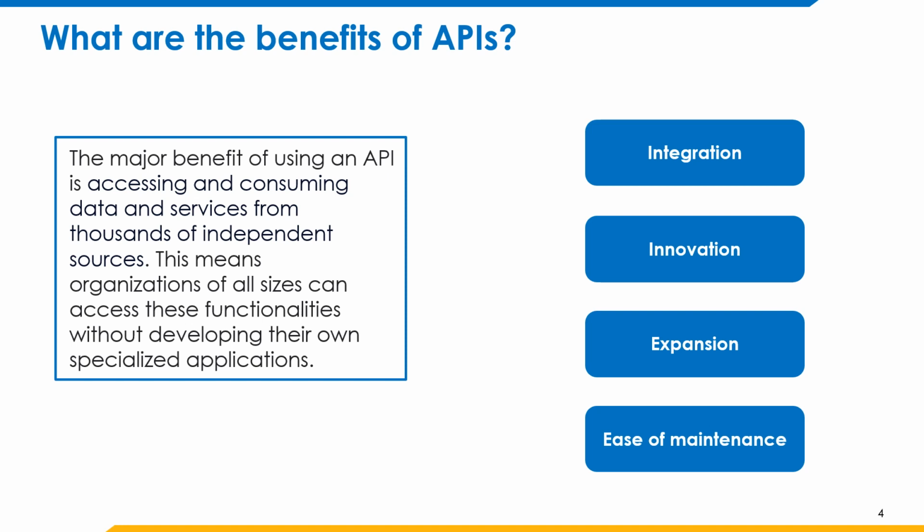The second benefit is innovation. Entire industries can change with the arrival of a new application. Businesses need to respond quickly and support the rapid development of innovative services. They can do this by making changes at the API level without having to rewrite the whole code.